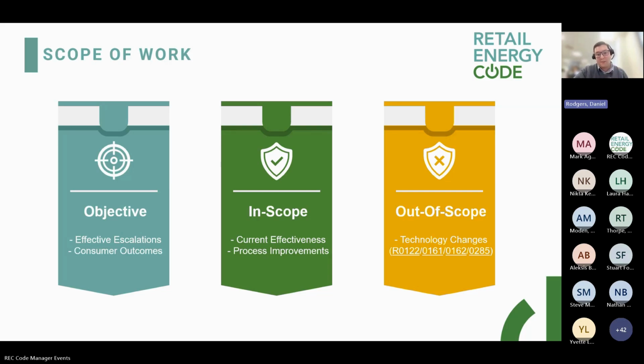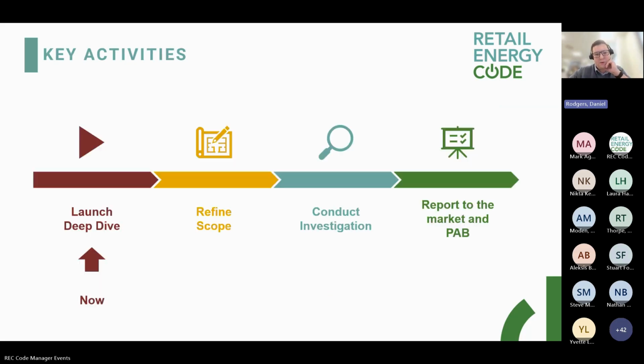In terms of which elements are out of scope, this exercise is focused specifically on understanding areas for process improvements and not on technical changes to tools such as STEP. We already have a number of open REC changes that have been raised in relation to STEP, such as change 122, 161, 162, and 285. However, any cost benefit analysis that we do as part of this deep dive will likely feed into these and any future STEP changes. So if we please move on to the next slide, I want to talk through the high-level plan for these activities.